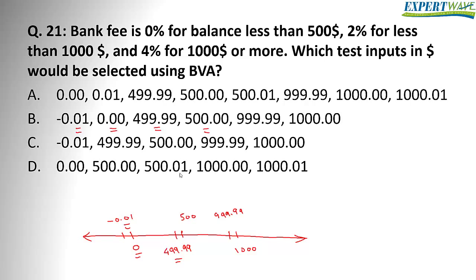-0.01, 0, 499.99, 500, 999.99, 1000. So the correct answer is B.